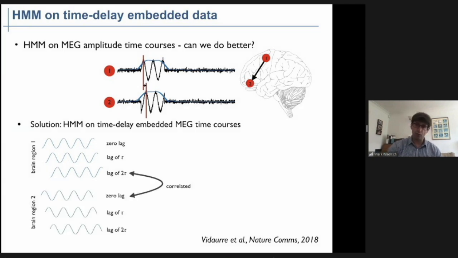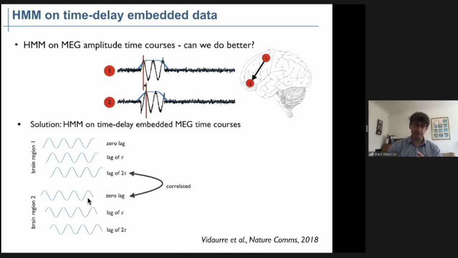So that's for brain region 1. And then of course, we repeat the same process for all brain regions, including their own delayed and lagged versions of those time courses. And what this allows the HMM to do is come in and find where there are correlations between brain regions at different lags. So for example, in this cartoon example here, we can see that brain region 1, at a lag of 2 tau, is correlated with brain region 2 at 0 lag.